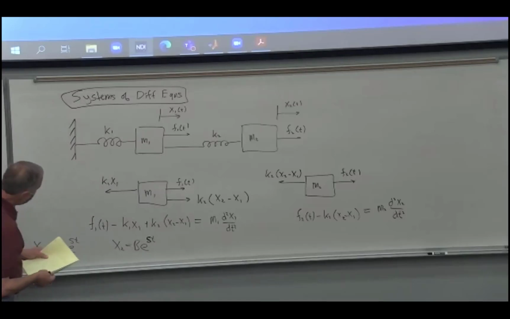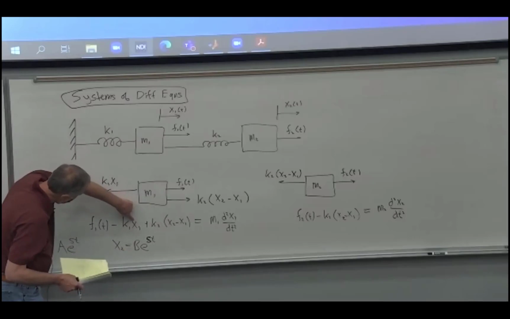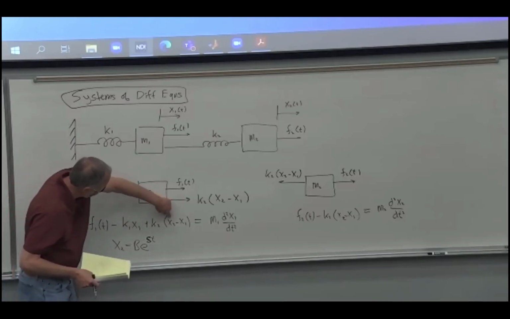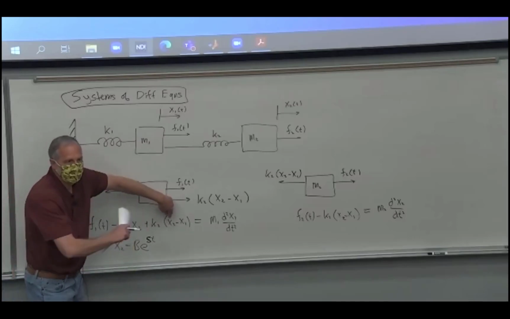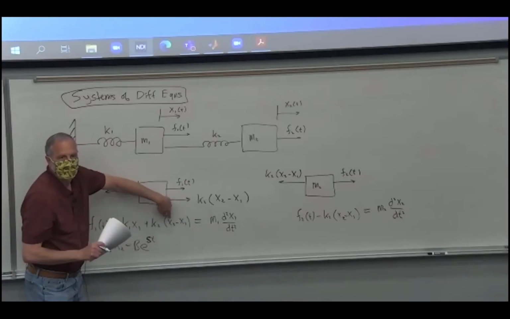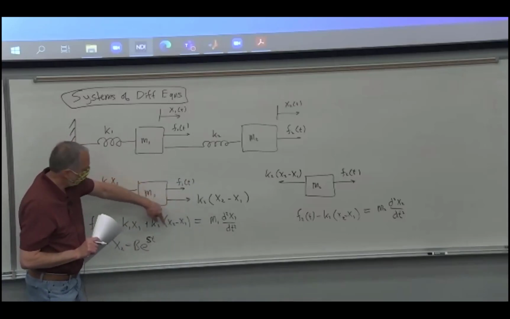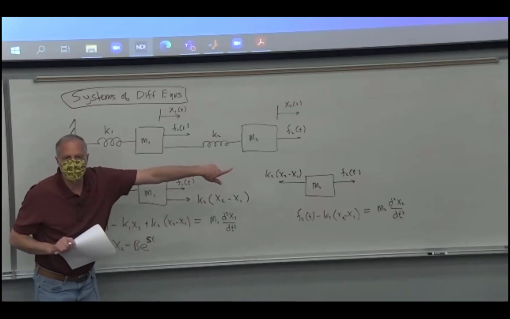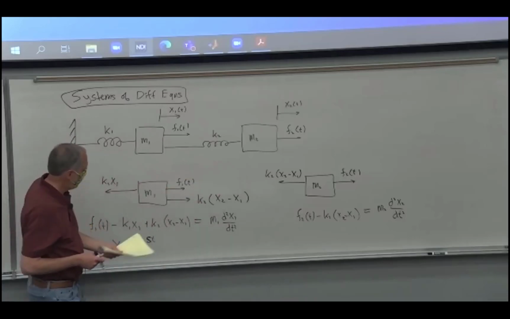But if we plug in for x1 and we have e to the st, but x2 has e to the wt, you can't cancel across. Remember, that's a key step in differential equations, you cancel all the e's out going across. So we have to see if this will work.